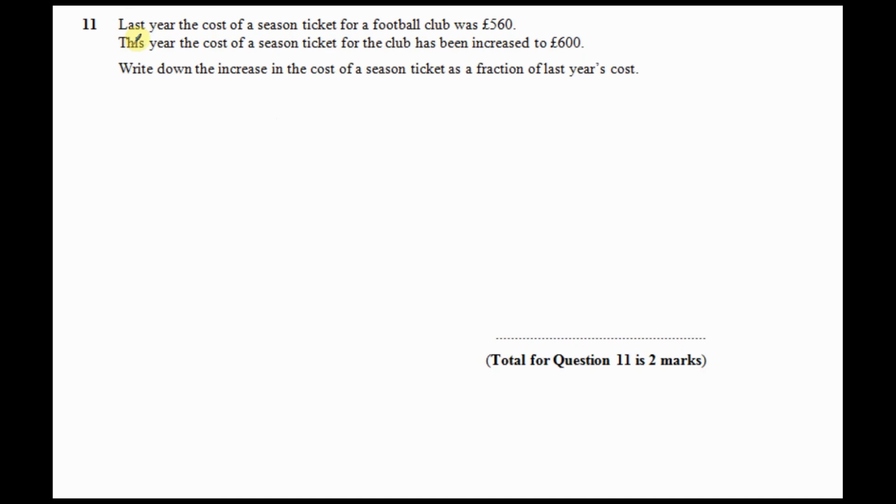Okay, question 11. It says last year the cost of a season ticket for a football club was £560, and this year the cost of a season ticket for the club has been increased to £600. So write down the increase in the cost of a season ticket as a fraction of last year's cost. So to work this out, first of all we need to work out what the actual increase is. In this case, it's gone from 560 to 600, so what's the difference between them? That would be exactly 40. Okay, so that's the actual increase.